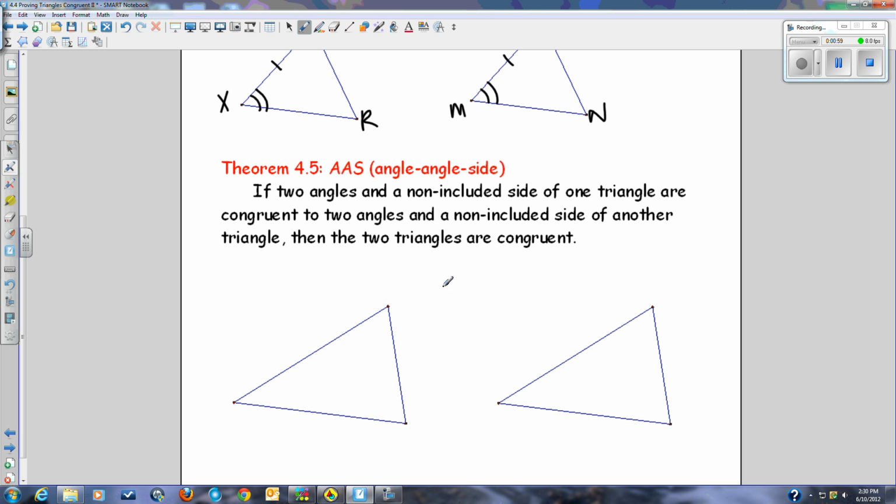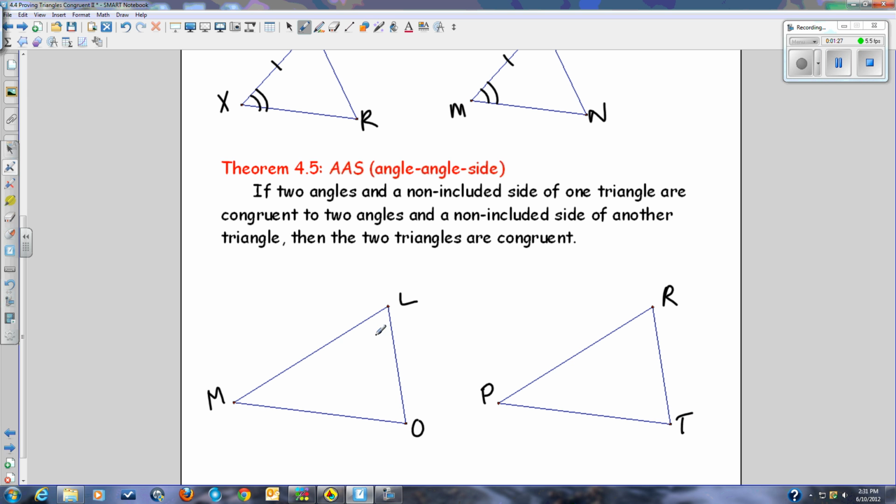Another postulate we can use, angle, angle, side. If two angles and a non-included side of one triangle are congruent to two angles and a non-included side of another triangle, then the two triangles are congruent. So for instance, let's label these two triangles MLO and PRT.